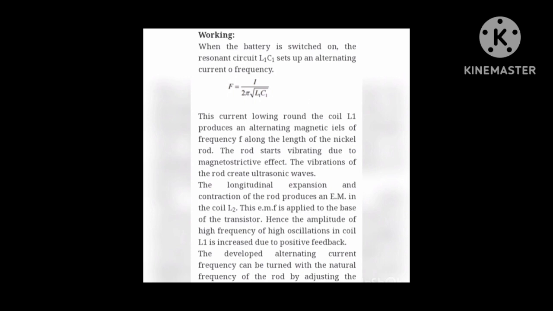The longitudinal expansion and contraction of the rod produces an EMF in the coil L2. This EMF is applied to the grid of the triode, hence the amplitude of high frequency oscillations in coil L1 is increased due to positive feedback. The developed alternating current frequency can be tuned to the natural frequency of the rod by adjusting the capacitor.